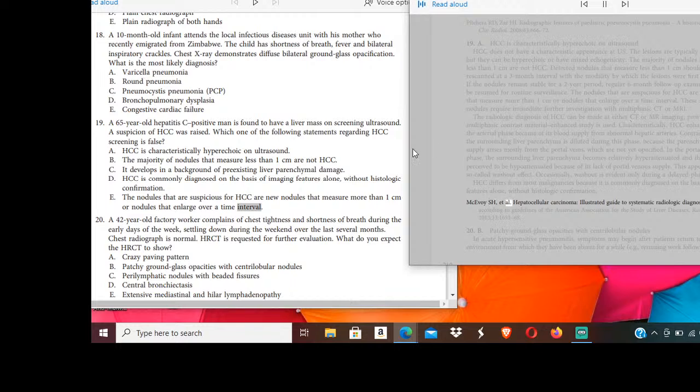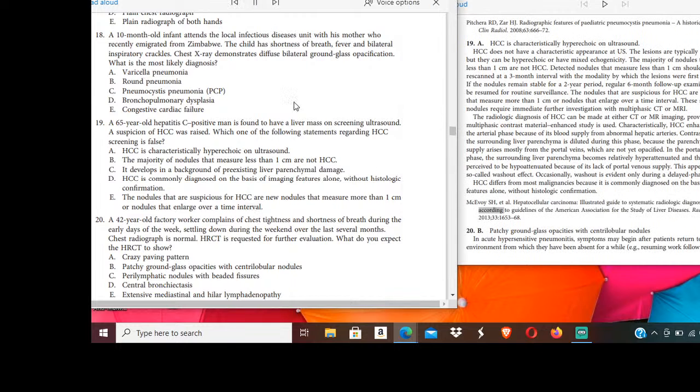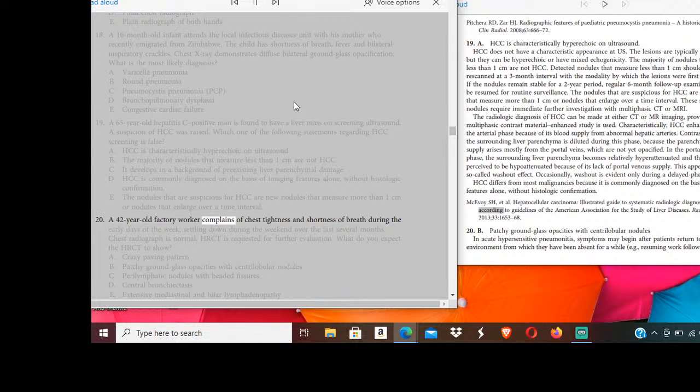McEvoy SH, et al. Hepatocellular carcinoma: Illustrated Guide to Systematic Radiologic Diagnosis and Staging according to... 20. A 42-year-old factory worker complains of chest tightness and shortness of breath during the early days of the week, settling down during the weekend over the last several months. Chest radiograph is normal. HRCT is requested for further evaluation. What do you expect the HRCT to show?